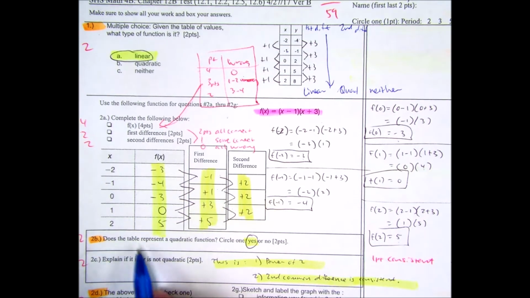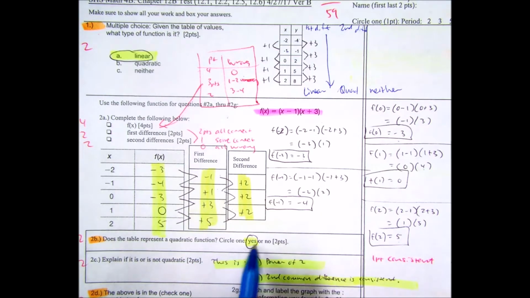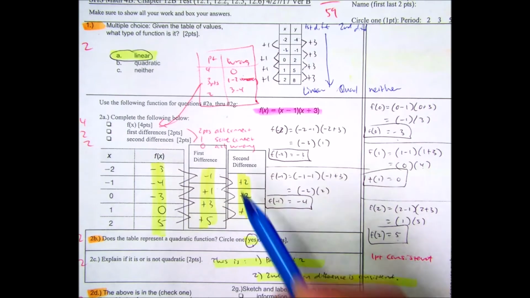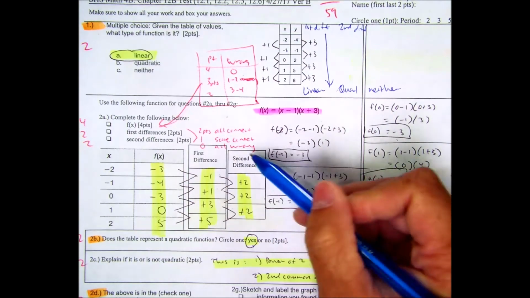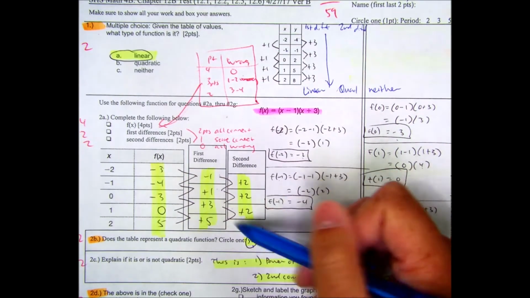Question 2b, does the table represent a quadratic function? Circle yes or no. The answer is yes. You'll know that because it has the same common consistent difference here.